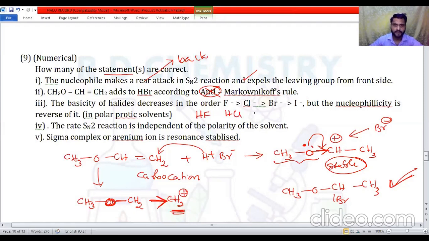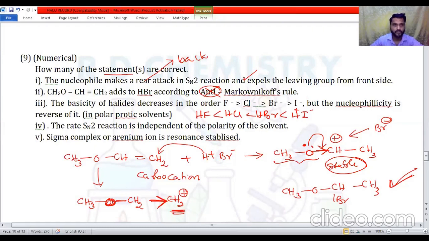HCl is an acid. HBr is an acid. And HI is also an acid. Which is the strongest acid? The strongest acid is HI. HF is the weakest acid, because HI can easily dissociate to give H plus and I minus.